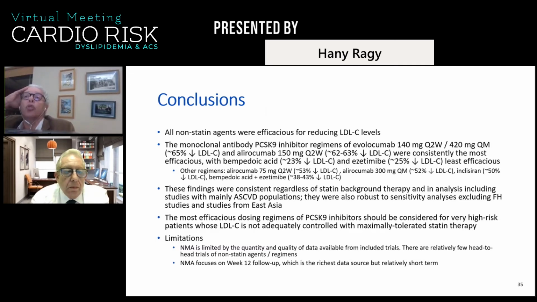Those findings were consistent regardless of statin background therapy or statin intolerant patients, and even in sensitivity analysis excluding familial hypercholesterolemia studies and studies from East Asia. Those most efficacious dosing regimens should be considered for very high-risk patients in whom the LDL is not adequately controlled with maximally tolerated statin therapy.